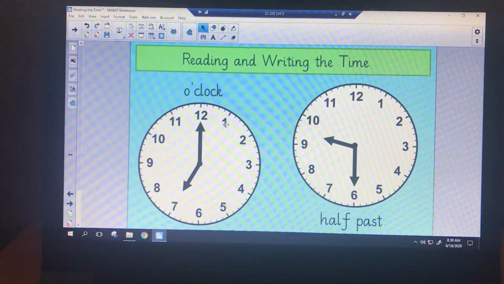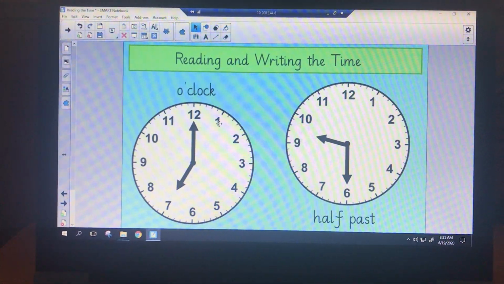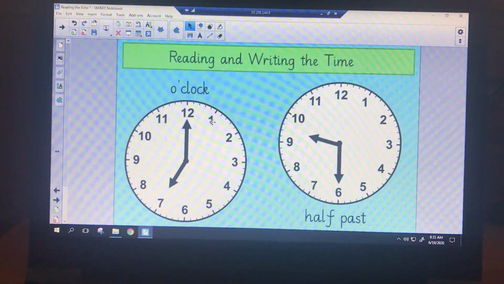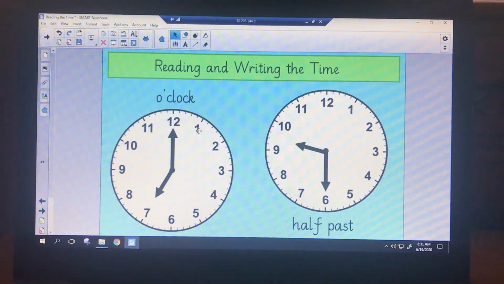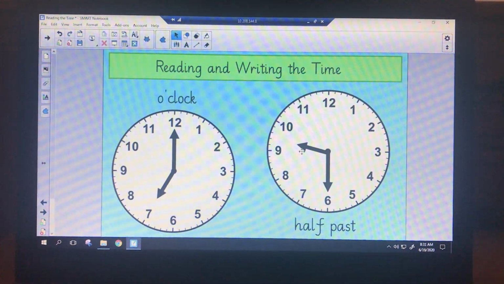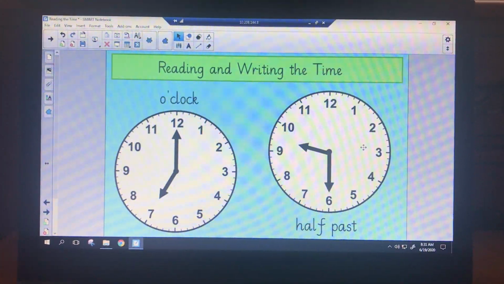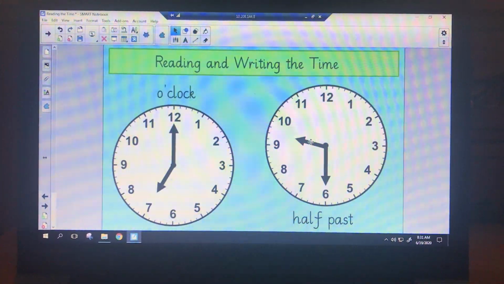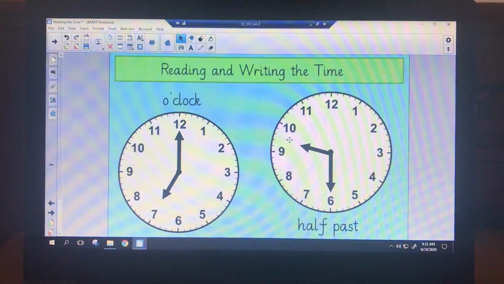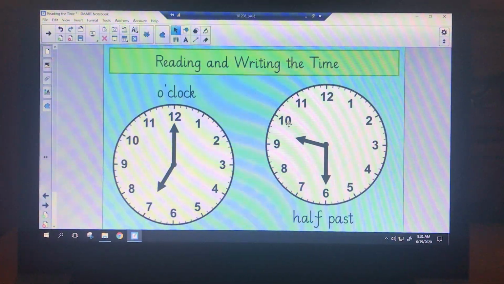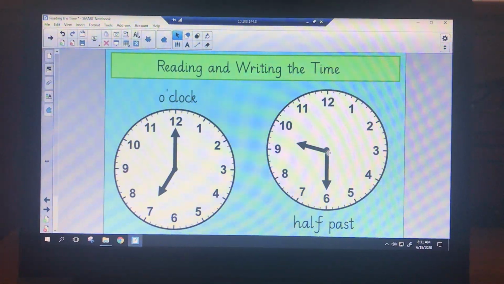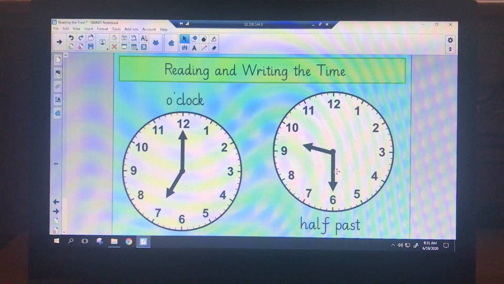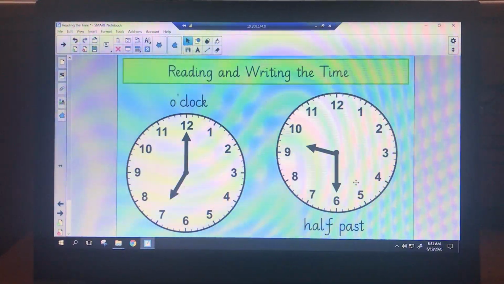So whenever the minute hand is pointing at the 12, we know we are at the start of a new hour, and so we say o'clock. Over on the right hand side, we can see that the short hand, the hour hand, is pointing between the 9 and the 10. The minute hand, the long hand, is now pointing to the 6.